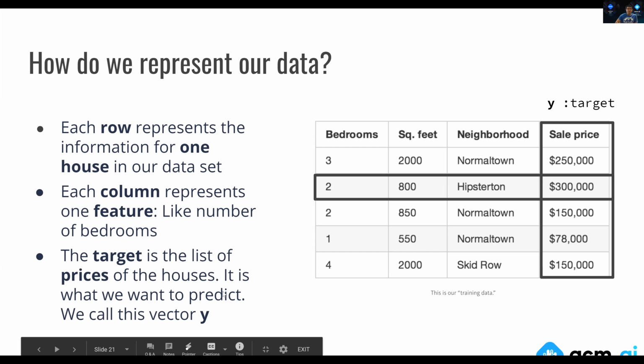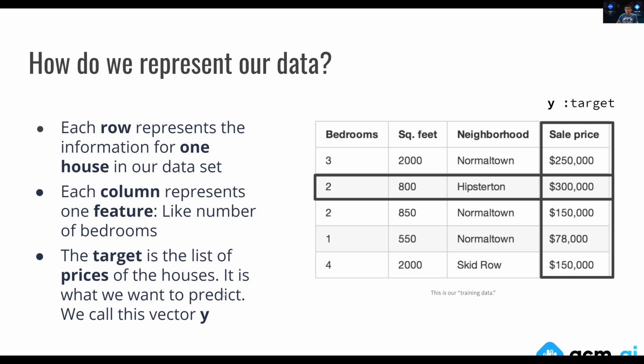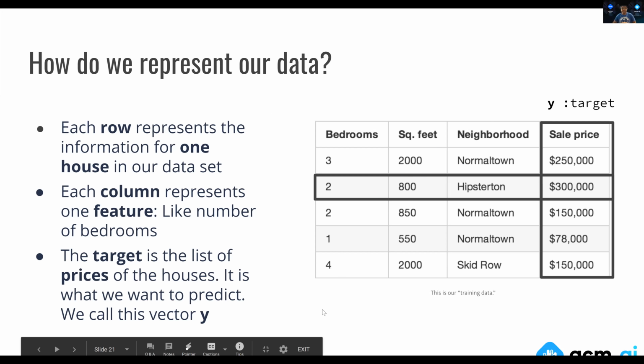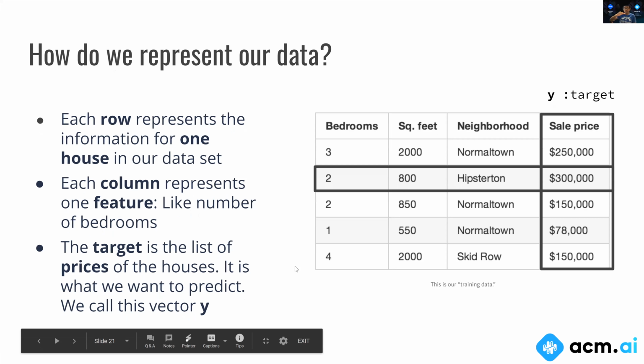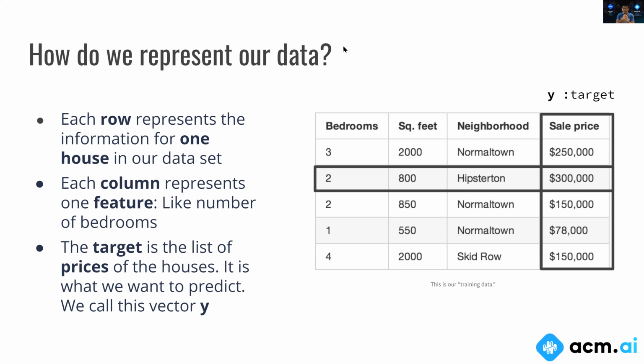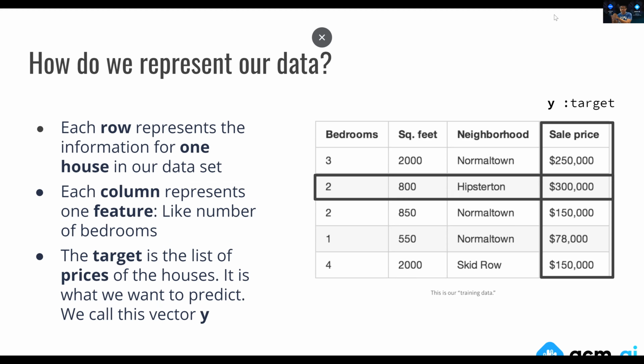So real quick, each row in this data representation contains information about one single house. In this case, a house, but in a more general case, it would be one single point. You can think of bedrooms, square feet, and neighborhood as different variables, right? And these different variables somehow combine together to influence the price, which is what we're trying to find.